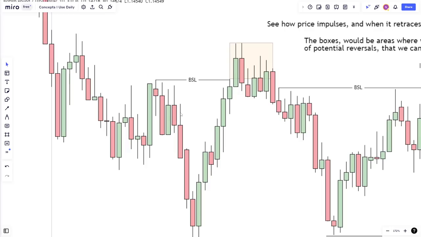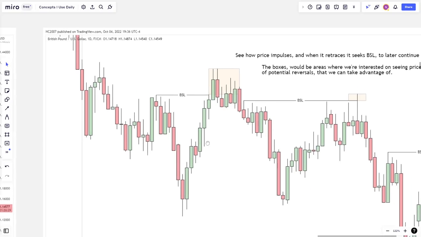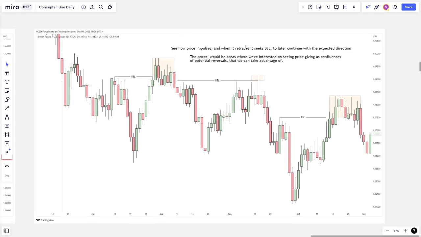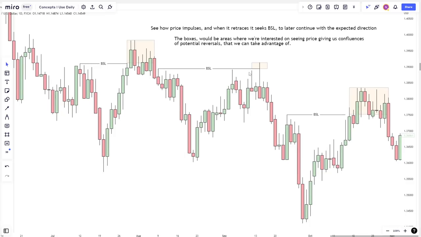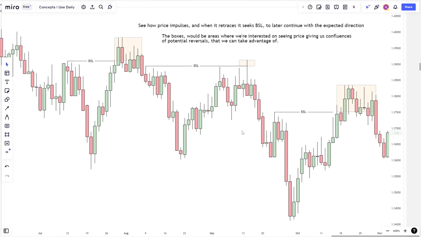Maybe in the lower time frames, this was a run of buy side liquidity, and so on and so forth. So see how price impulses, and when it retraces, it seeks buy side liquidity to later continue in the expected direction. The boxes that you see are areas where we are interested in seeing price give us confluences of potential reversals that we can take advantage of. Of course, it doesn't necessarily mean that this box is where the reversal has to happen, but after that round of buy side liquidity, it's when we start looking for that to occur.